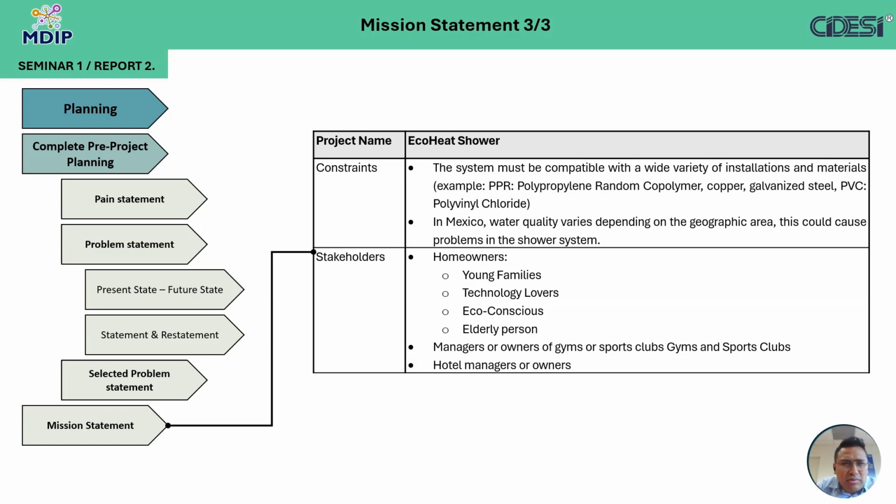We end this report with the definition of main stakeholders. These are homeowners, who can be subcategorized as young families, technology lovers, eco-conscious, and early adopters. And the second stakeholder is managers or owners of gyms or sport clubs. The hotel managers or owners.